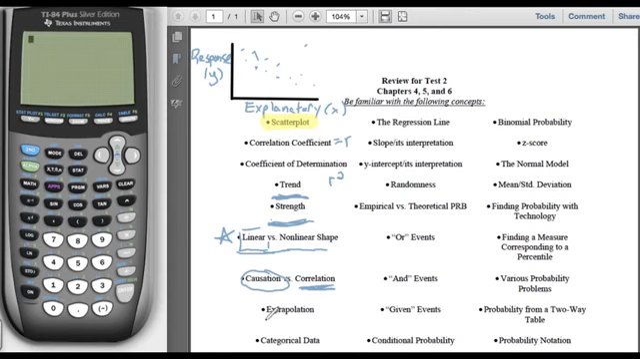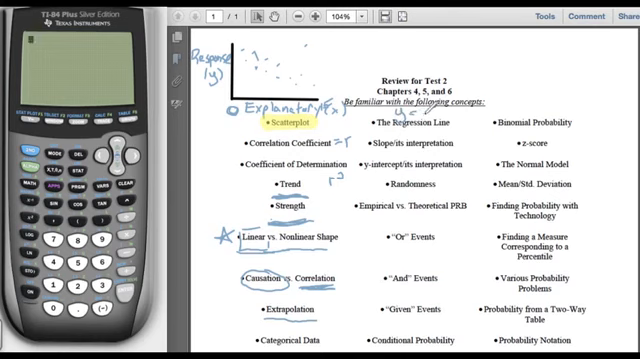And then another term that we discussed in chapter 4 was extrapolation. That's when you make a prediction outside of your observed data. So let's say this data on the scatter plot went from 0 to 15 on this x-axis. I couldn't make predictions for 17, 18, or 30, or 40 because they're outside of the observed data range. That would be extrapolation.